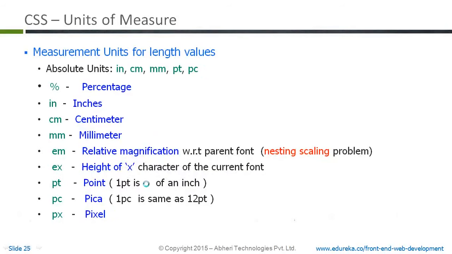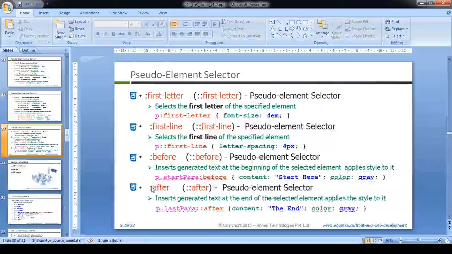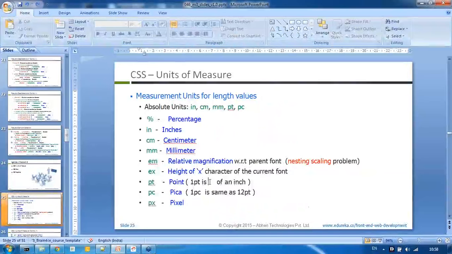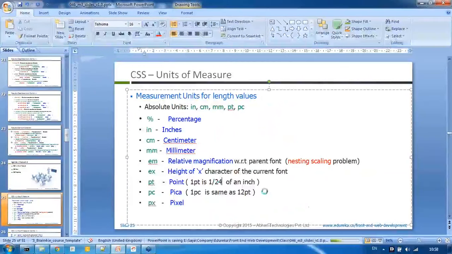Here there is some text missing. Sorry about this. 1/24th of an inch, so it's called one point, and 1 pica is the same as 12 points, and a pixel is like 1 pixel. So these are all the absolute dimensions, in inches and centimeters. And em is relative: basically em is the size of m. Ex is the height of x.